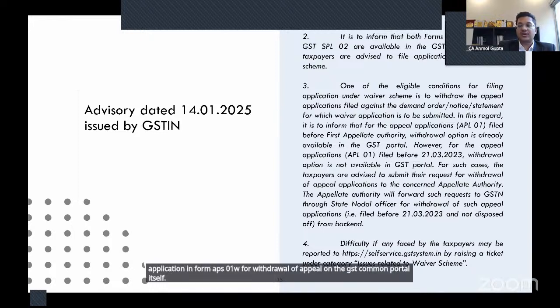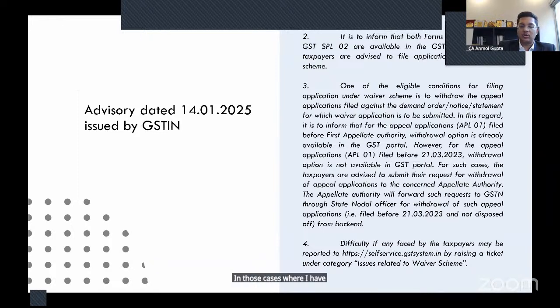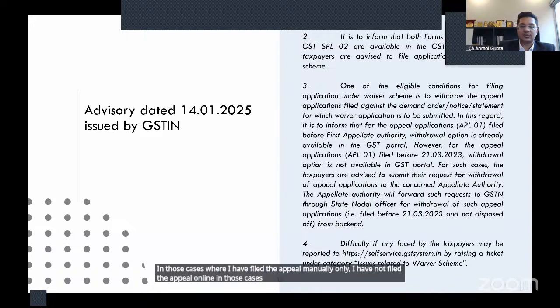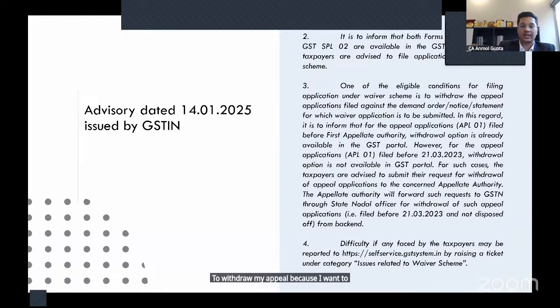In those cases where I have filed the appeal manually only, and have not filed the appeal online, irrespective of the date on which it has been filed, you need to file a manual request letter before the first appellate authority saying: sir, please allow me to withdraw my appeal because I want to opt for section 128A benefit.